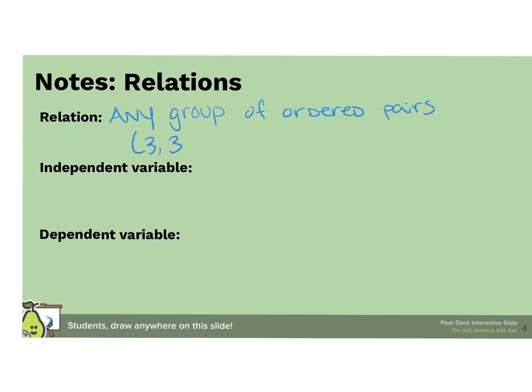(3, 3), (4, 2), (-1, 8), (0, 0). This is a group of ordered pairs, so this represents a relation. There's nothing special about the group. It can be any ordered pairs you want. They can be random, doesn't matter. That's called a relation.